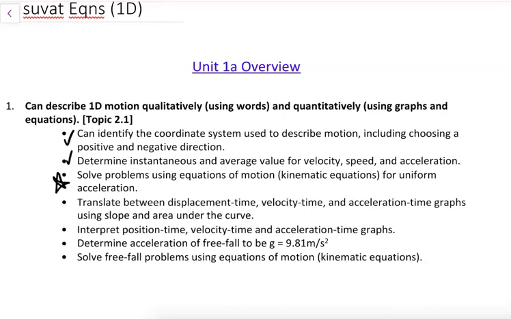Translate between displacement-time, velocity-time, and acceleration-time graphs using slope and area under the curve. That's what we did last class. Interpret position-time, velocity-time, and acceleration-time graphs. We've done that last class. Determine acceleration of free fall to be g equals 9.81. We did that last year, so I'm going to check that off. And solve free fall problems using equations of motion. We are going to do that today as well. So we're going to knock out this first objective in these first 2 days.